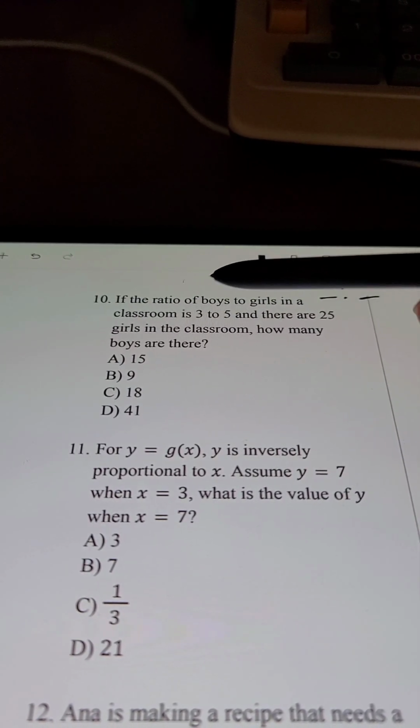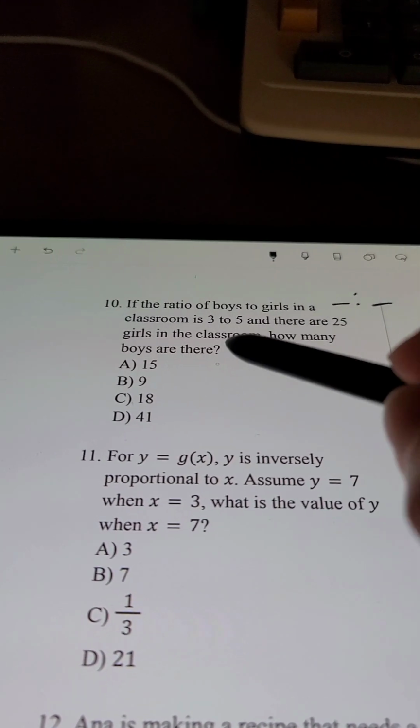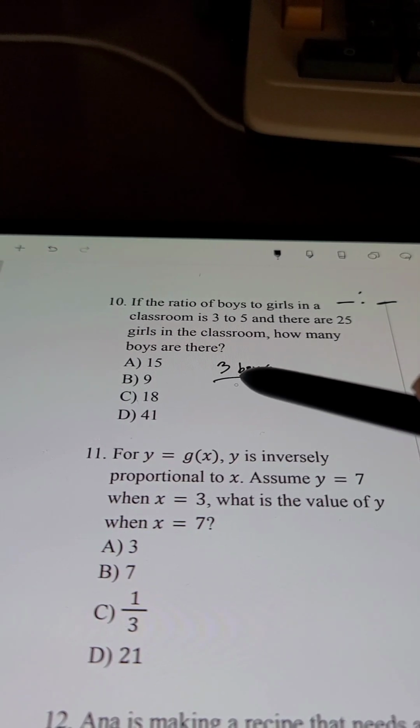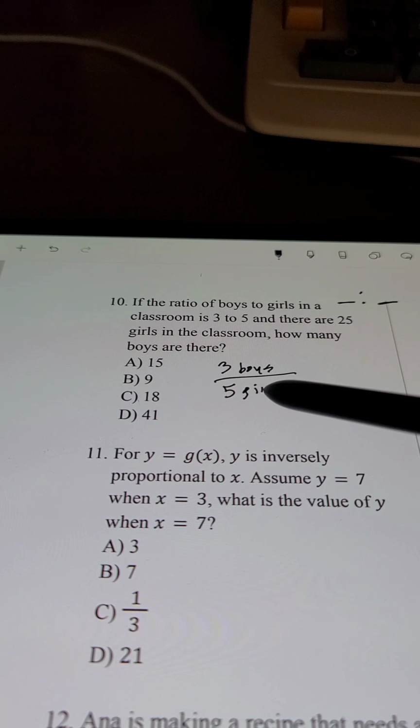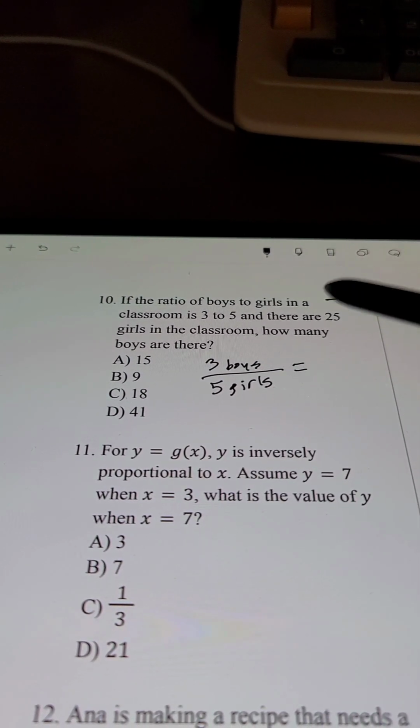So if I'm saying there's a ratio of boys to girls in the classroom that's 3 to 5, I could say that there's 3 boys for every 5 girls in the classroom. And I'm going to set up a direct proportion.